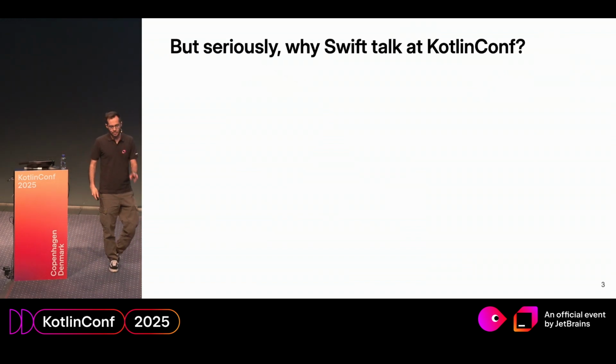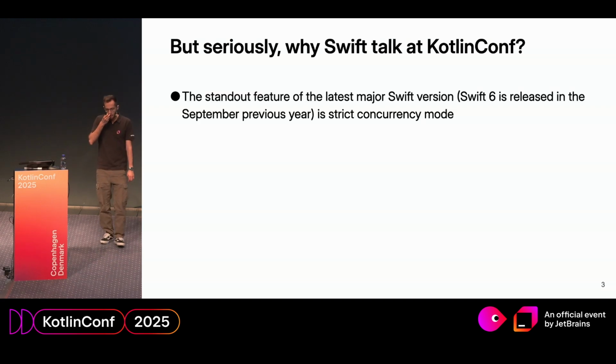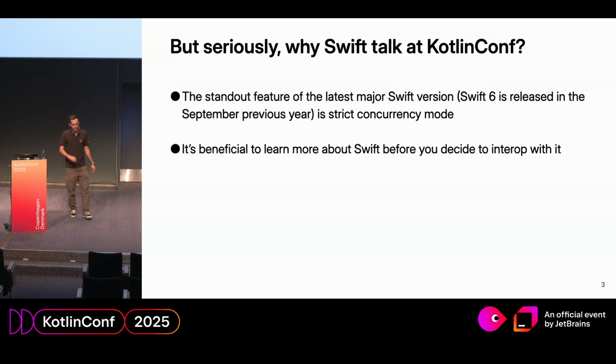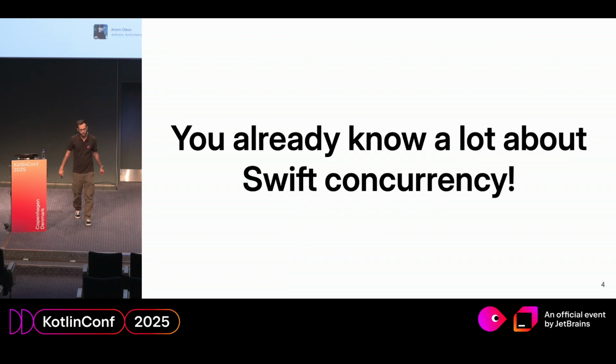OK, but on a serious note, I have a couple of reasons to talk about Swift here. The first one is that the standout feature of the latest major Swift version is a strict concurrency mode, which aims at preventing data races if you do it right. And given the similarities between Kotlin Coroutines and Swift concurrency, it's worth taking a look at how Swift implemented that. And it's beneficial for you to learn more about Swift before you decide to interop with it. Kotlin is a multi-platform language, remember? And a Swift expert is coming.